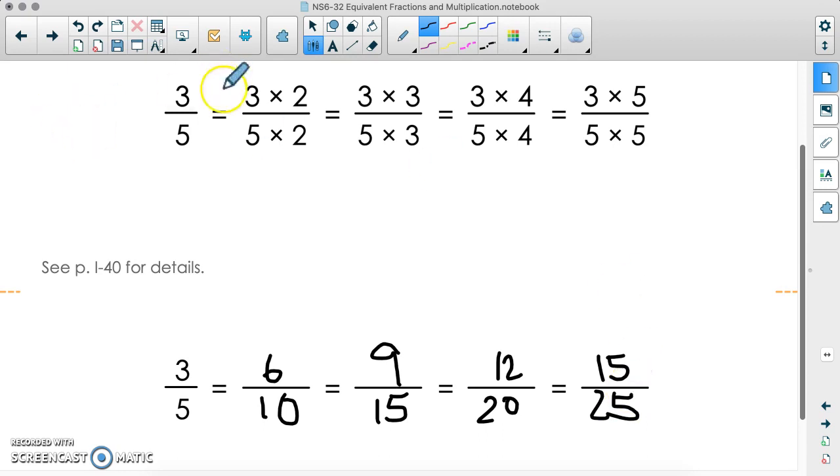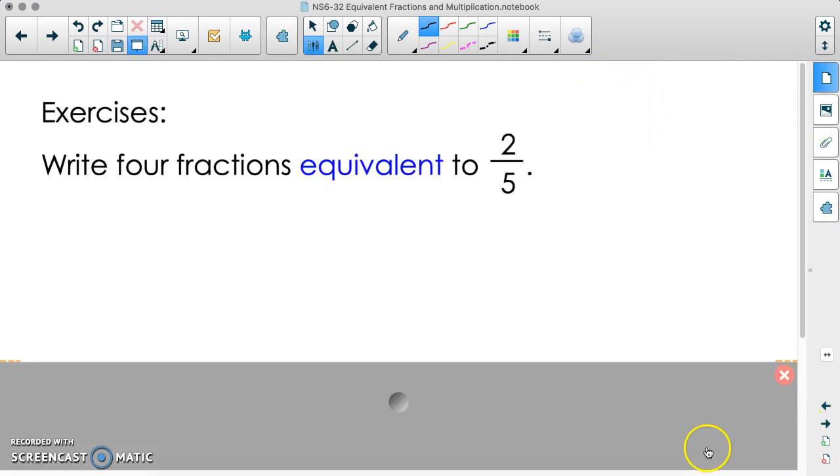So we know that this one is twice as many parts. This one is 3 times as many parts, 4 times as many parts, 5 times as many parts. That's why skip counting works. So we're going to try this. We're going to write 4 equivalent fractions to 2/5. So if I start with 2/5, I know that I can skip count to find the next equivalent fractions.